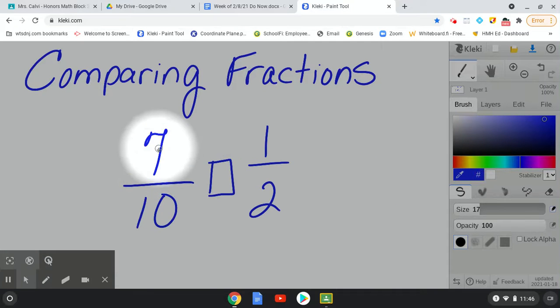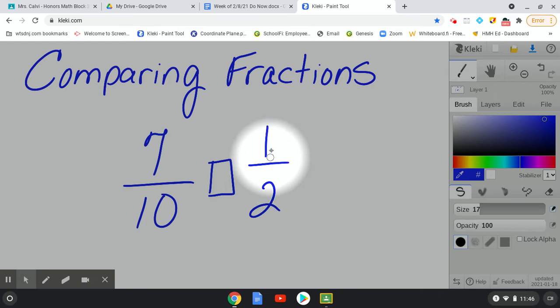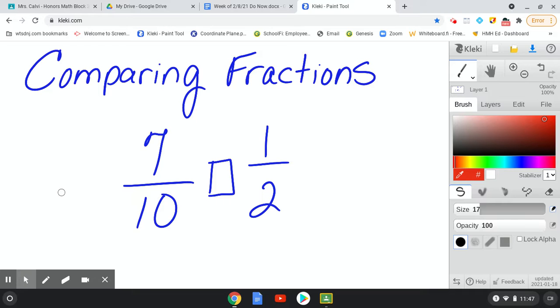So here we are comparing 7/10 to 1/2. If you notice, our denominators are not the same, so I cannot just look at my numerators and see which is less than, greater than, or equal to. Here I'm going to use something called cross multiplication, or you may see it known as cross products, because product means multiplication. So I am going to cross multiply.